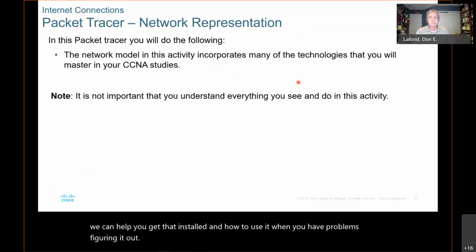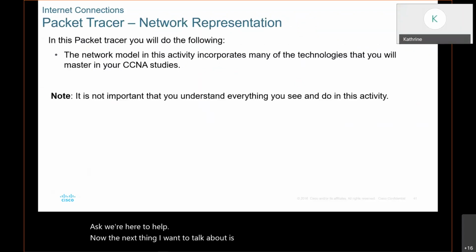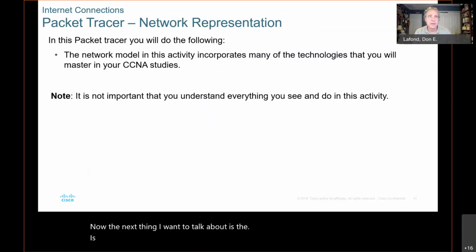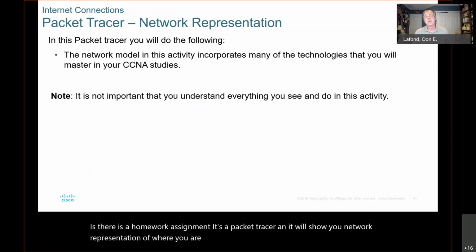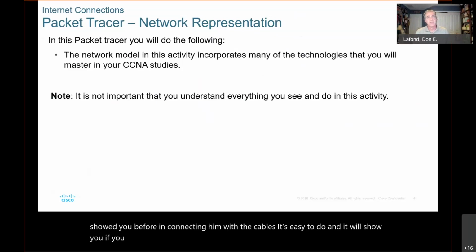We're here to help. Now, the next thing I want to talk about is there is a homework assignment. It's a Packet Tracer, and it will show you network representation where you are actually moving around some of those symbols I showed you before and connecting them with the cables. It's easy to do, and it will show you if you understand the basics of Packet Tracer. Okay.